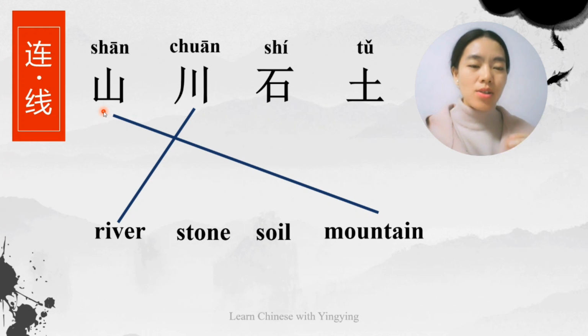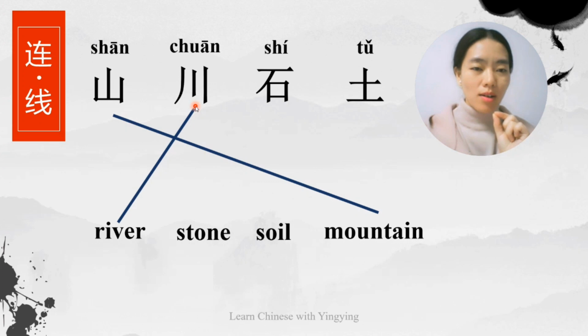Shan. So when you pronounce this word, your lips are in a natural way, so it's kind of relaxed. But when you pronounce this one, chuan, do you notice your lips push forward a little bit to form a small circle? So this is chuan. Can you tell the difference now?